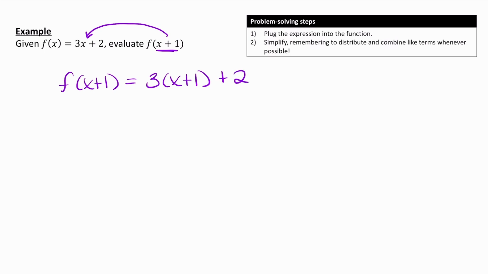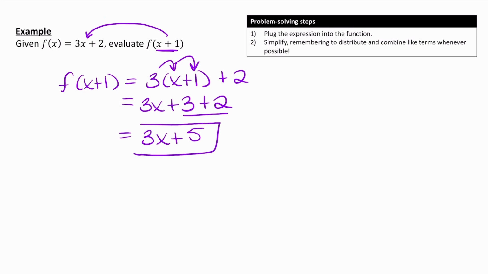So I'm going to simplify this now, first using the distributive property. I'm going to multiply both terms by 3. So I have 3x plus 3. And then I have this plus 2 hanging out here at the end. So now I just need to simplify by combining like terms. And the like terms I see are my 3 and 2, right? Because constants are like terms. So I have 3x plus 3 plus 2, which is 5. And that is now my simplified answer.